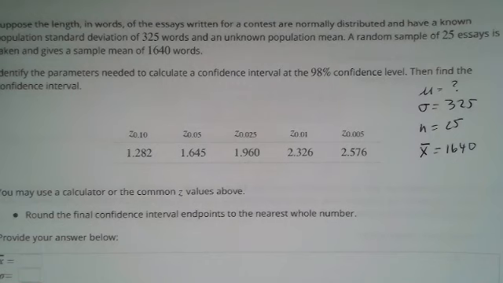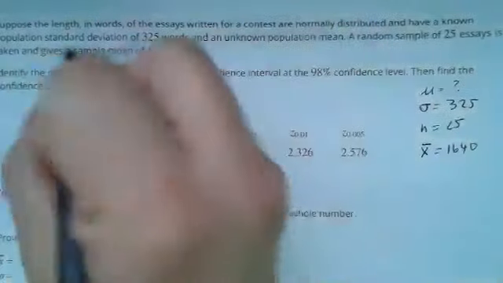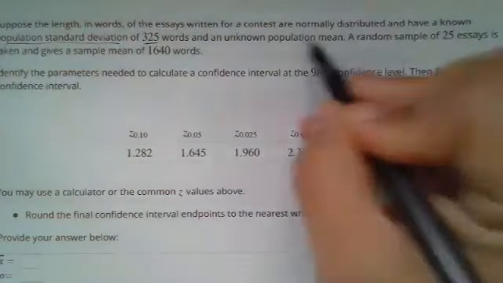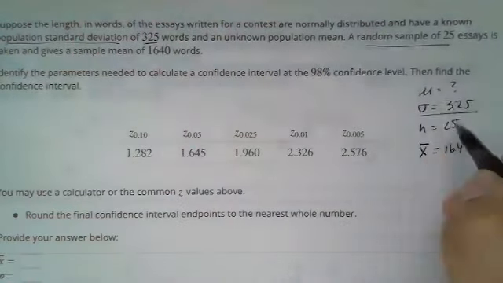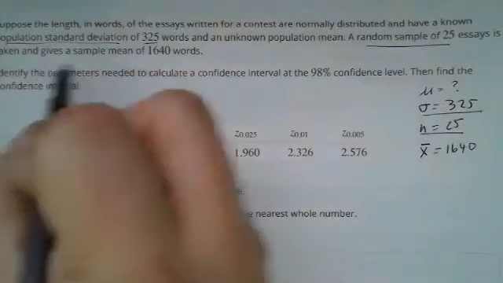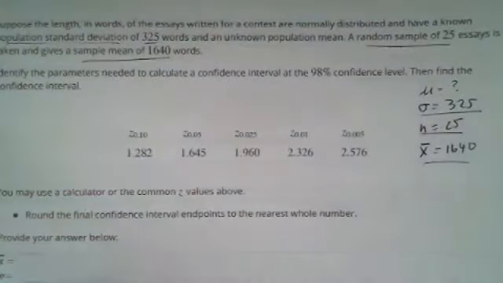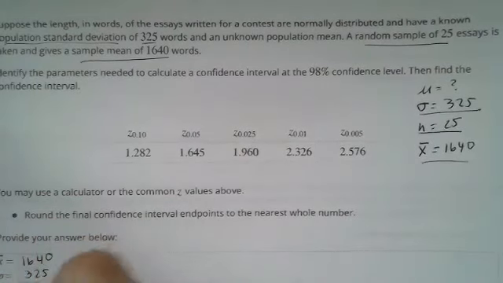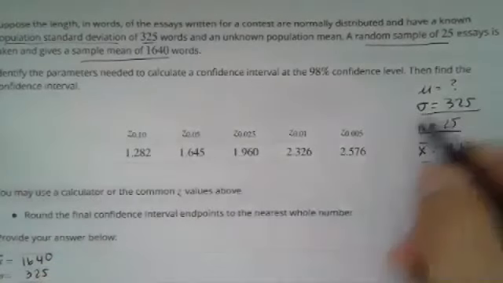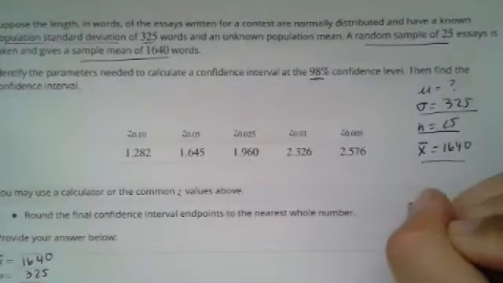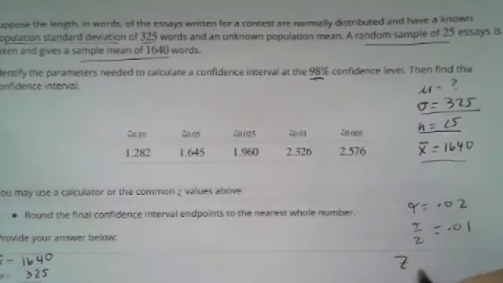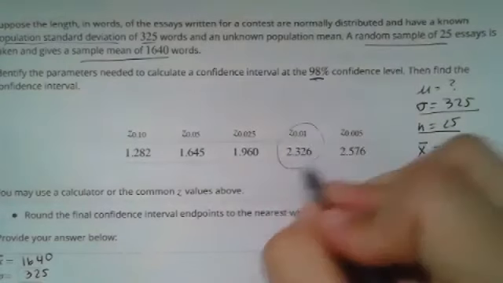So really just by reading, we have most of these, right? The known population standard deviation is 325, so that's that. And we don't know what the unknown population mean is, okay? So we're given a random sample of 25, okay, fine. And then we're given a sample mean of 1640, that's right there. So we can already fill in most of it. So then we're given 98% confidence. So alpha is 0.02, alpha over 2 is 0.01. What is Z of 0.01? That's just 2.326.